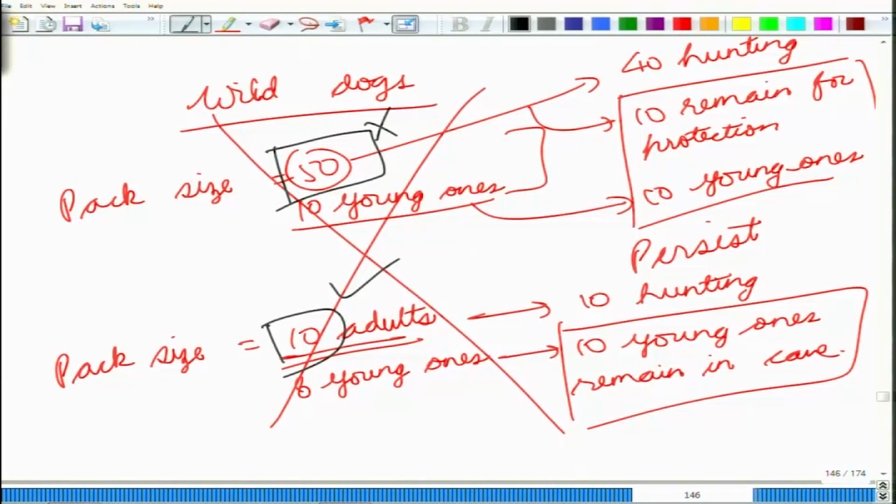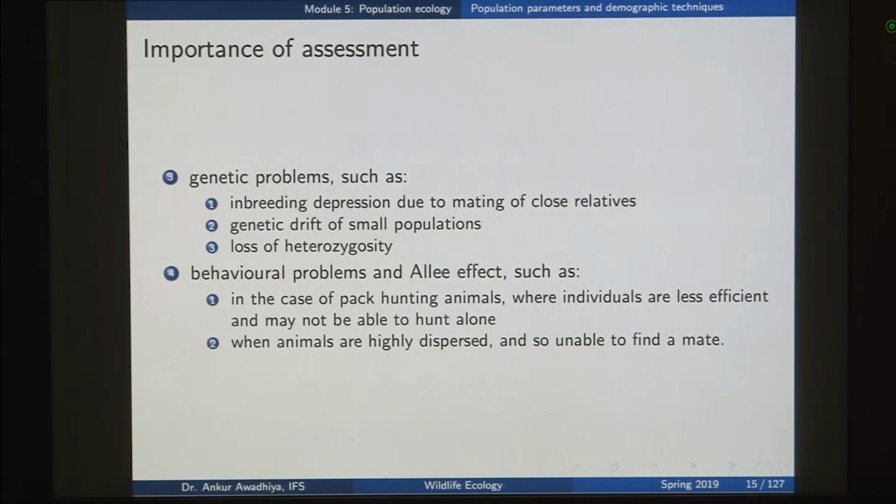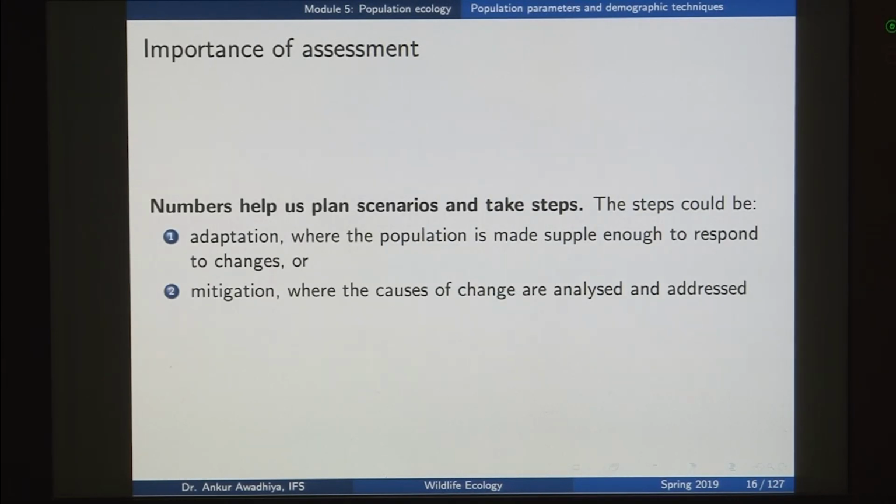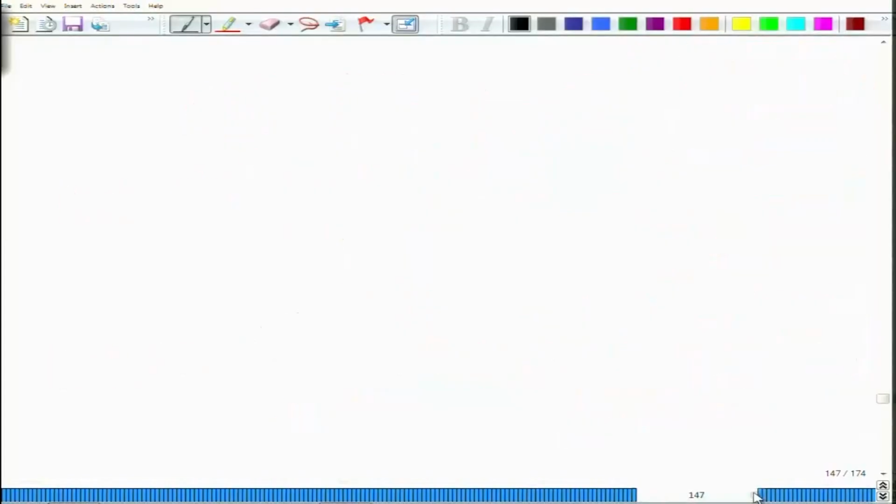Now, to understand whether your population is at a scenario where it can suffer from these behavioral problems or Allee effects or genetic problems and so on, the first thing that you need to know is how many individuals are there in the population, which makes population assessment extremely crucial. Population assessment also helps us to plan scenarios and take steps. So, when we say planning of a scenario, what do we mean?